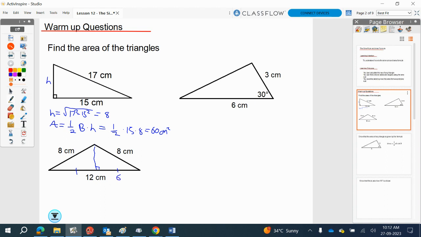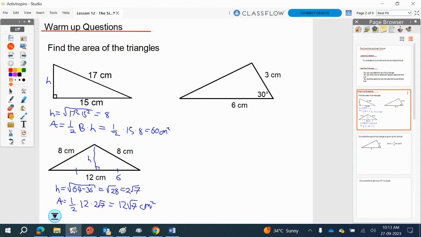If we use Pythagoras' theorem again, we can find that the height here is going to equal the square root of 64 minus 36, which gives us root 28, which is 2 root 7. So our area is then, on this point, make sure you're using a half times the base, which is 12, not 6, times 2 root 7. And that's going to give you, those 2's will cancel, and we get 12 root 7 centimeters squared.